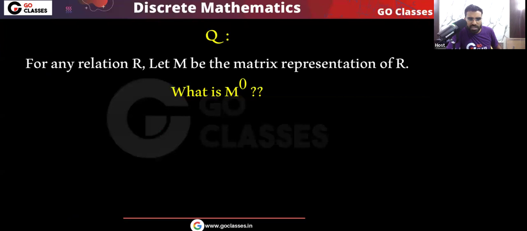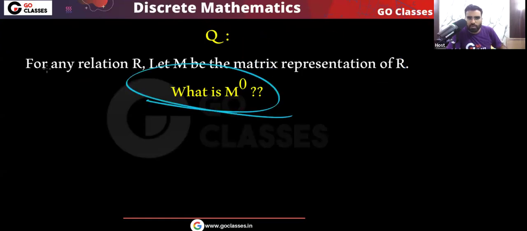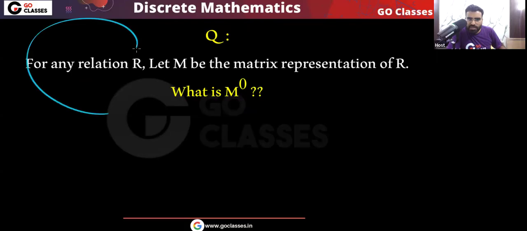This is a small question I want to ask. For any relation R, let M be the matrix representation of R. Then what is M power 0? Whatever relation R you take, assume M is its matrix representation. What will be M power 0? What do you think? Let me tell you the answer.